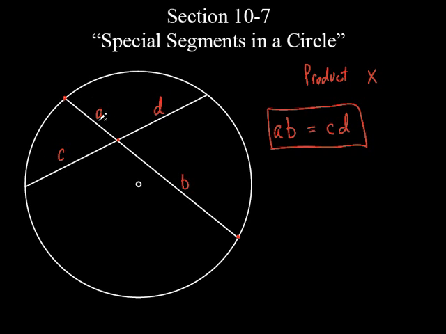You can't do this. You can't take A times C and say it equals D times B. No. You take that one chord right here, and then it's split up into two segments.